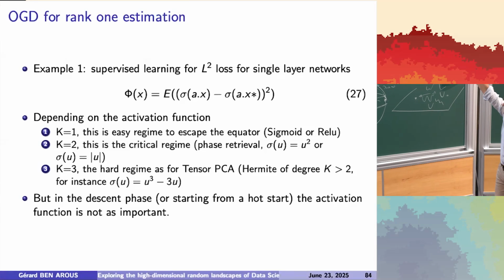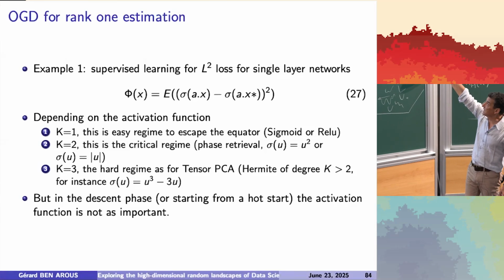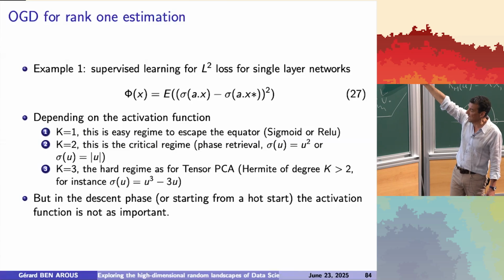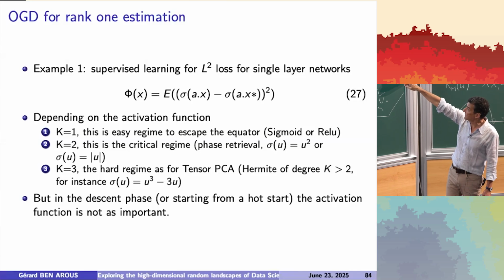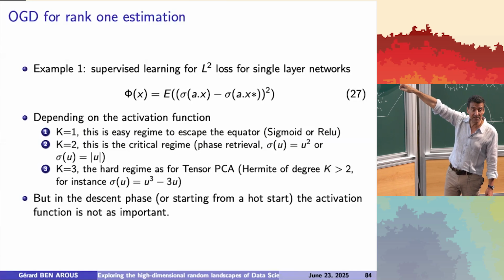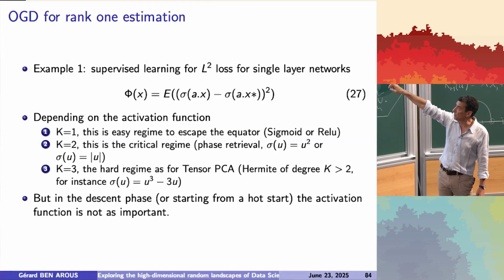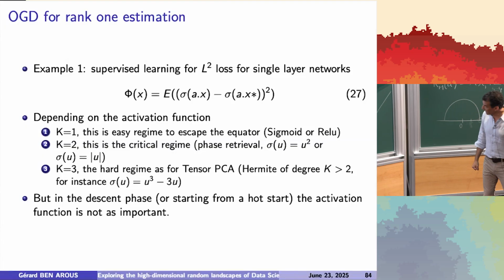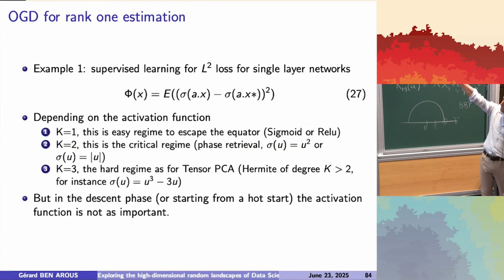So depending on the activation function, for this very simple case where you take the L2 loss, I take here the L2 norm, that's my population loss. Then for a single layer, depending on the population and the activation function, the choice of the nonlinear thing, you have either the easy regime where the information exponent is 1, or the critical, or the hard.